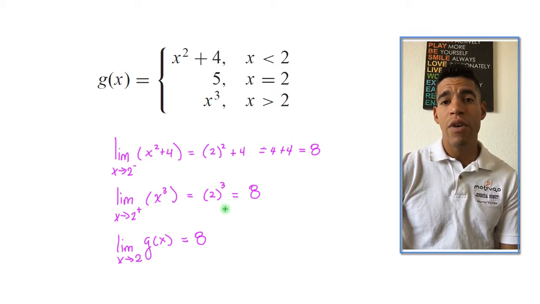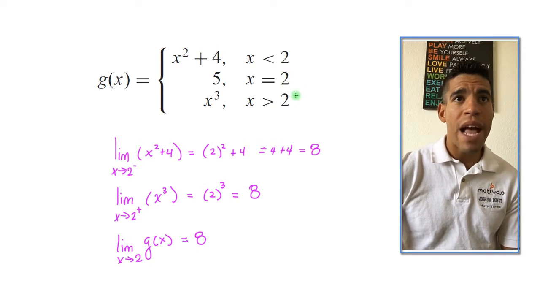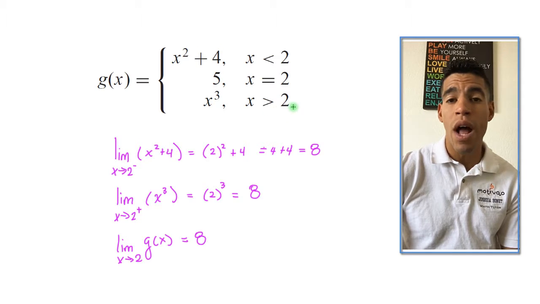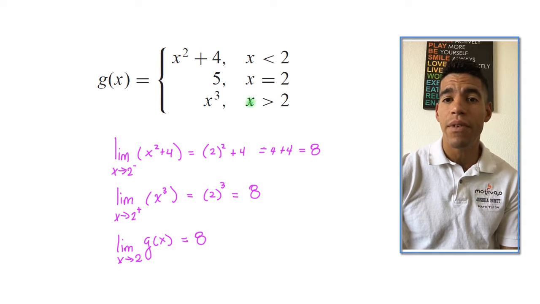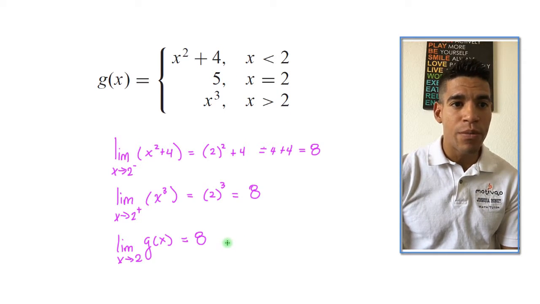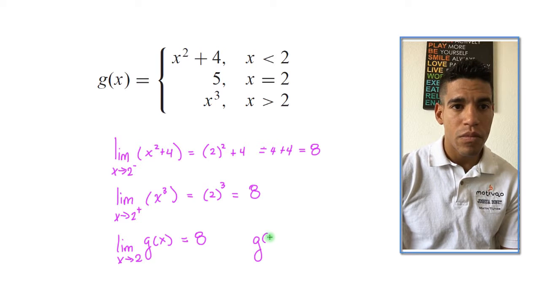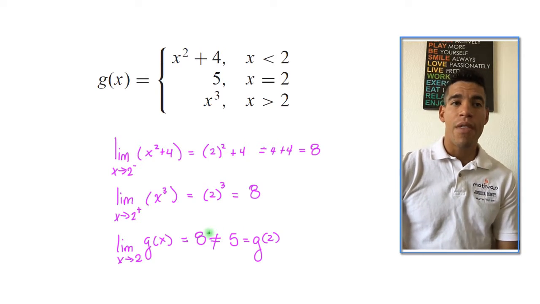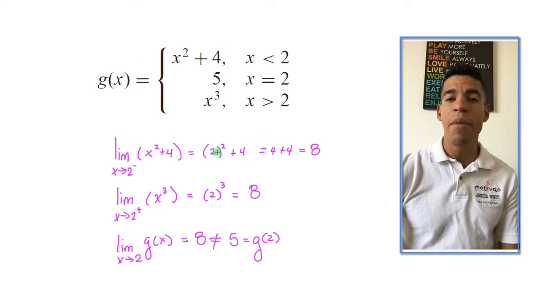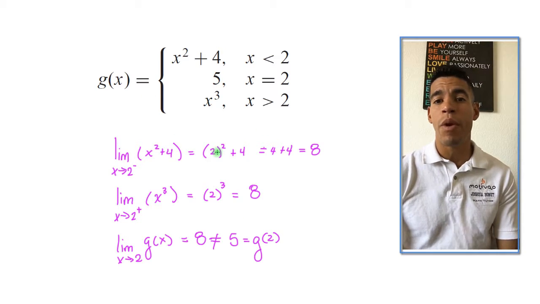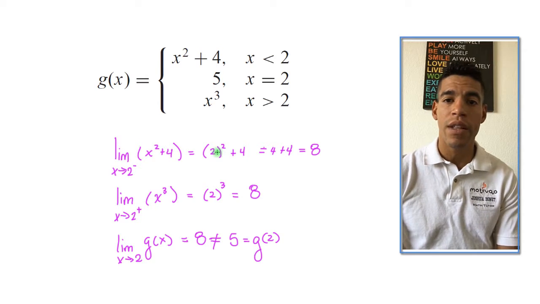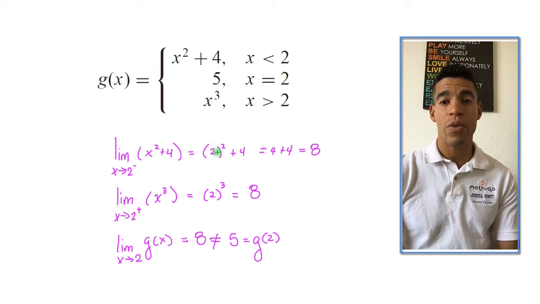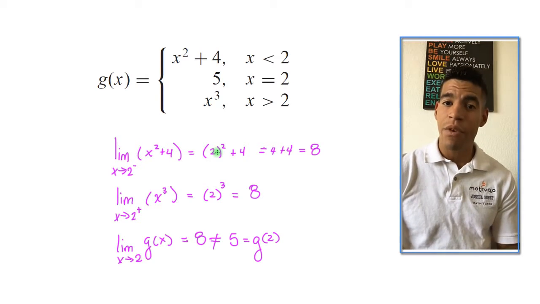Well, what is the value at 2? The value at 2, notice that the equality is at 5. So g of 2 is equal to 5. Notice that these two are not equal. Therefore, this example is an example of a removable discontinuity at 2. Okay? And that's how you prove it.